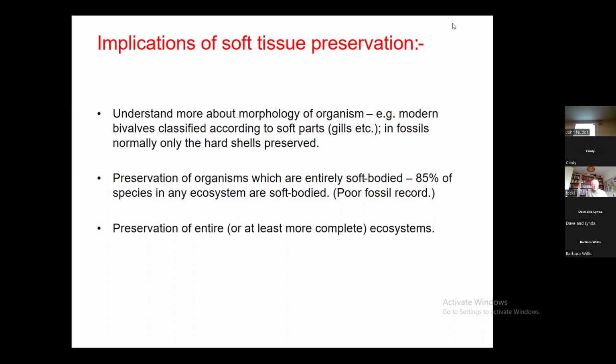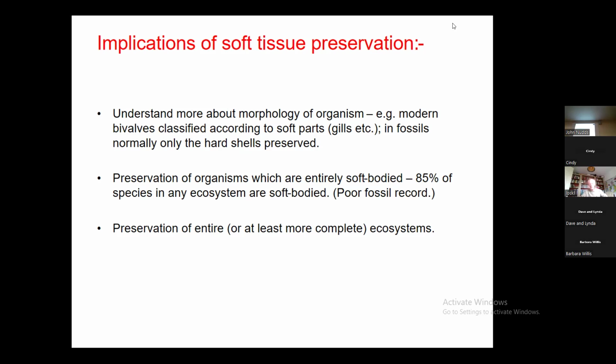But the second two are really more important, because you've got to consider that in any one ecosystem at any time, up to 85% of the species and maybe 95% of the individuals are entirely soft-bodied. So think of all the insects and the various worm phyla, which under normal preservational conditions would have no chance whatsoever of being preserved. So normally the fossil record is really very poor, and normally we're only seeing 15% of the species that occurred in that ecosystem.